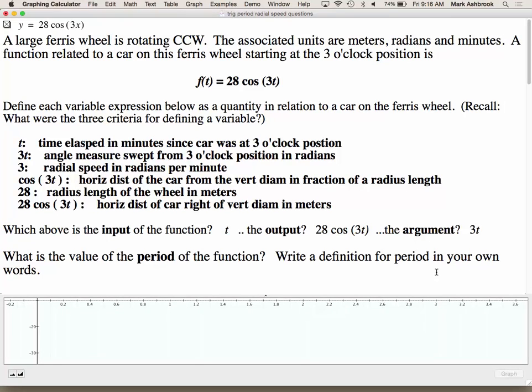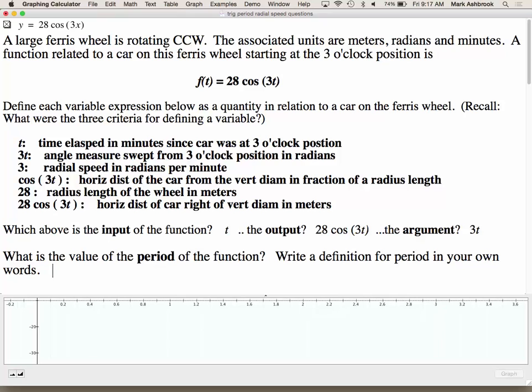All right, so what's the value of the period of the function? So how do we find the value of the period? Well, we know something about cosine. What's the period of just cosine by itself? You just had the cosine function, cosine of the angle swept. What's the period of that? 2 pi.